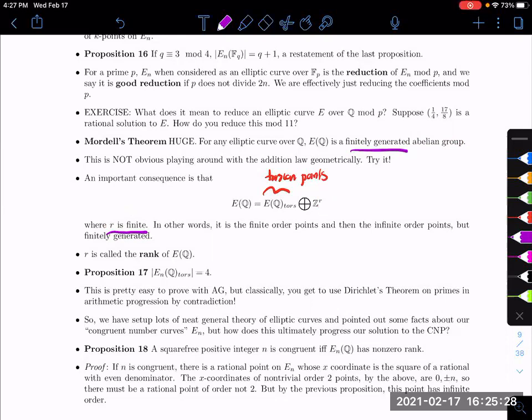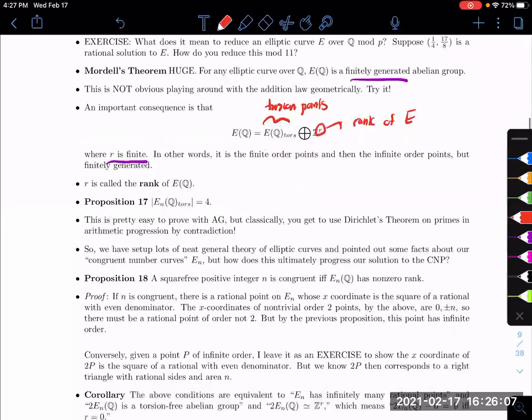In other words, if you were to very naively look at this group, what you could say is it's the finite order points and then the infinite order points. But the infinite order points are finitely generated. There are only finitely many copies of Z in this group. This number R is very special. This number R is called the rank of E(Q), or some people just call it the rank of the elliptic curve. I've heard it both ways.